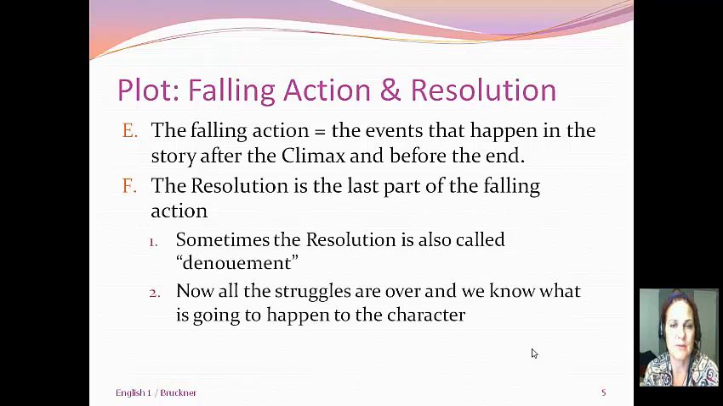Then you have the resolution, which is the absolute last part of the story. And sometimes the resolution is called dénouement, which is a French term meaning the end. But now all the struggles are over and we know what is going to happen to our main character.